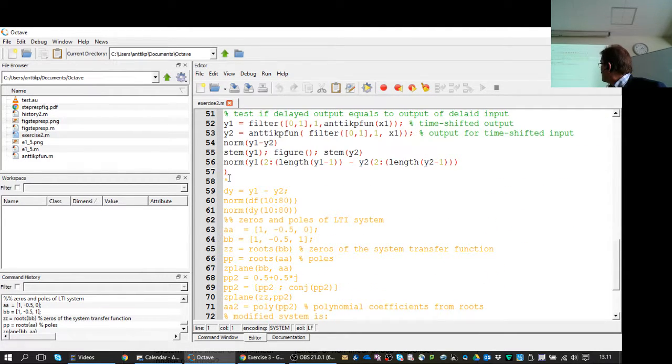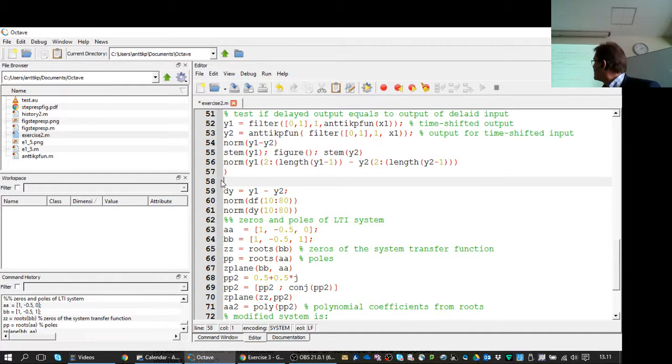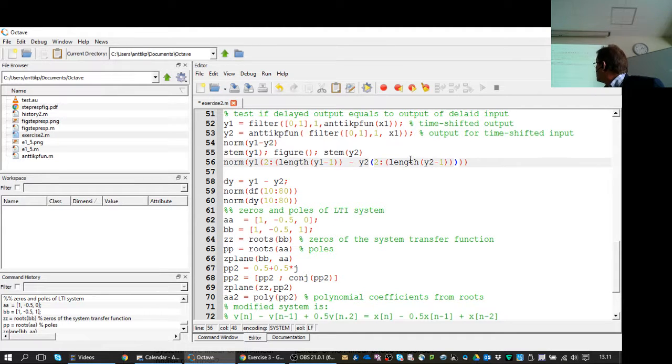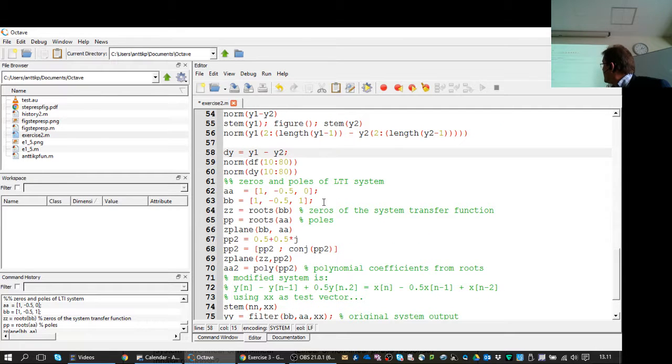Why on earth? Oh, okay, I see. All right. Now I see all the parentheses here. Okay, we had this system here starting from line 61. A is 1 minus 0.50 and B is that.